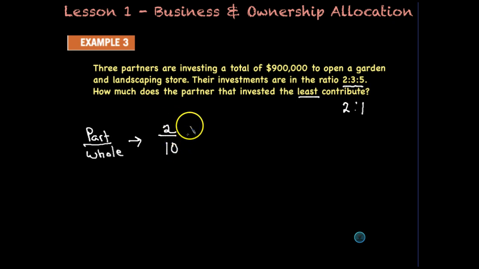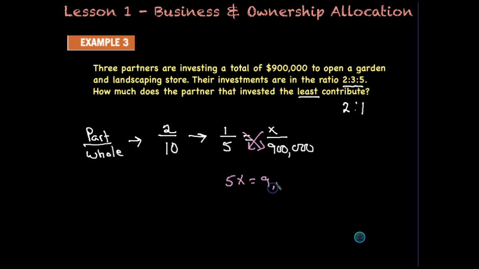So here is one ratio, which sometimes if we can reduce it and simplify, we should do that because then it'll make the math easier. 2 goes into itself once and it goes into 10 5 times. Okay, so we have a part to a whole. And we want to know how many dollars out of the $900,000 was invested by this partner who only invested 2 out of these ratios. So once again, we have a proportion that we can just cross multiply to solve. X times 5 is 5x, and 1 times 900,000 is just 900,000.